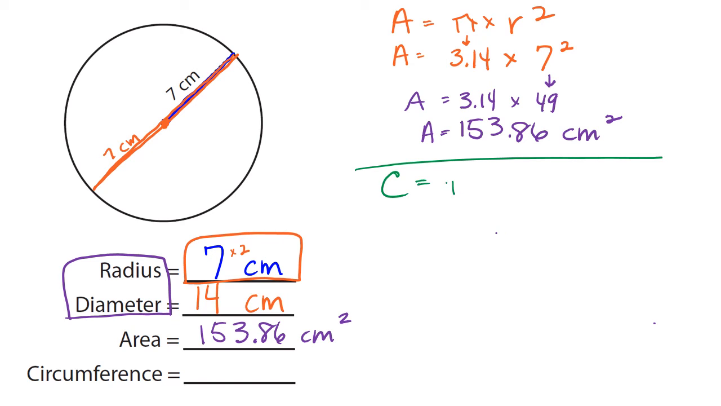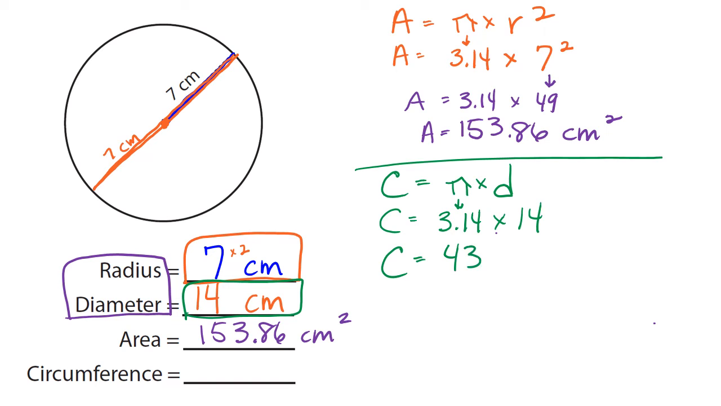Our circumference equals pi times diameter. So pi is 3.14, and our diameter for this one is 14 centimeters. Let's go ahead and do 14 times 3.14. Gives us a circumference of 43.96 centimeters. So let's go ahead and fill that in, 43.96 centimeters.